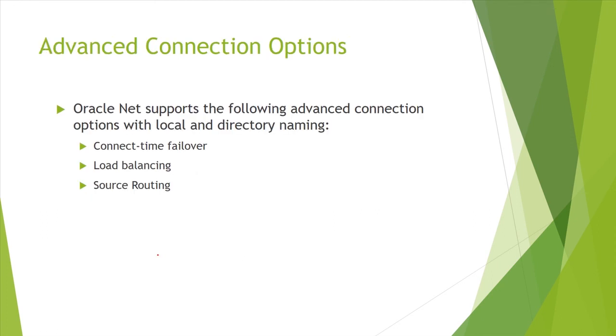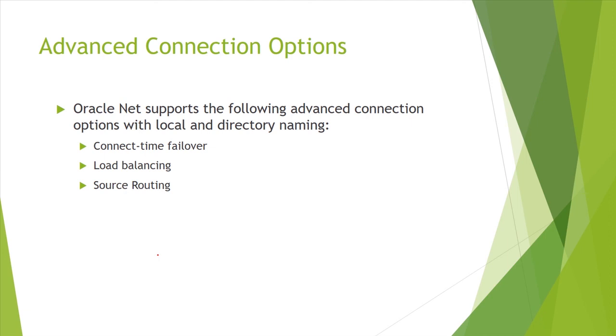Advanced connection options. Oracle Net supports the following advanced connection options with local and directory names. They are not supported for Easy Connect. They can be used with local and directory naming: connect time failover, load balancing, and source routing. With connect time failover, the alias of the net service has two or more listener addresses listed. If the first address is not available, the second is tried. Oracle Net keeps trying addresses in the list order until it reaches a listener that is functioning, or until all addresses have been tried and failed.